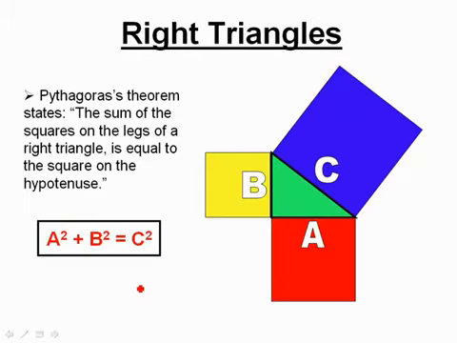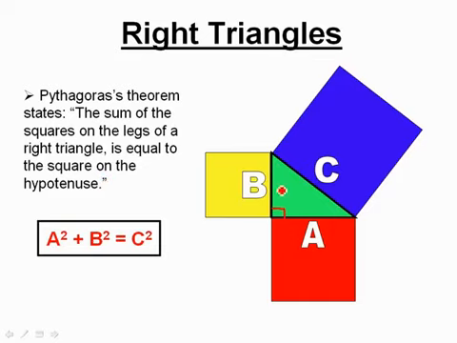As you might remember, right triangles have a right angle with the little box symbol, meaning it's a right angle. And then there's Pythagoras' theorem, which states the sum of the squares on the legs of a right triangle is equal to the square on the hypotenuse. So what does this mean?